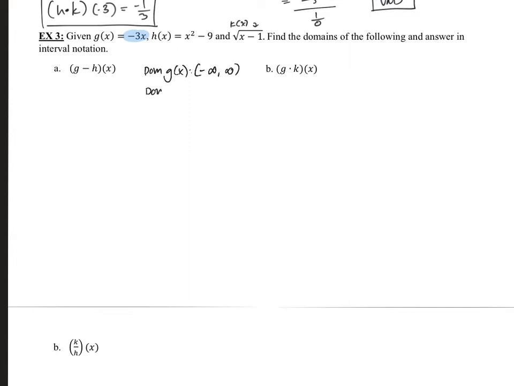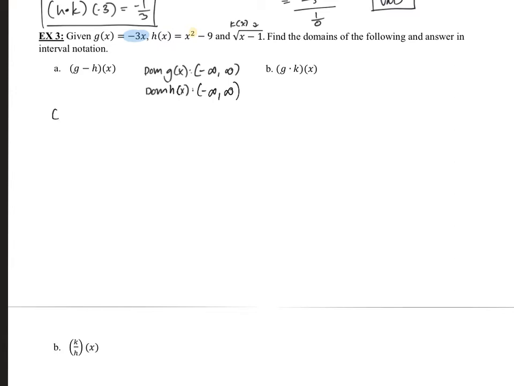Now, what's the domain for h of x? Oh, not f, we're using h. Well, looking at h, what kind of equation is it? Oh, we have the square there, so it's quadratic. Are there any restrictions on quadratic equations? And the answer is no, there are no restrictions. So once again, our domain for h is negative infinity to positive infinity. So we're not going to have too many problems when we actually try to find the domain of the subtracted answer. But let's go ahead and write this out.